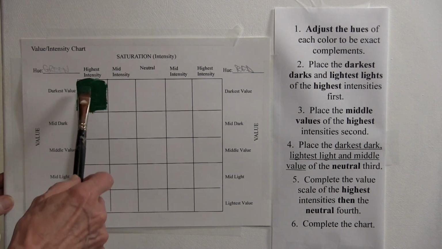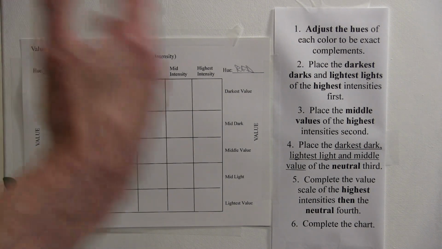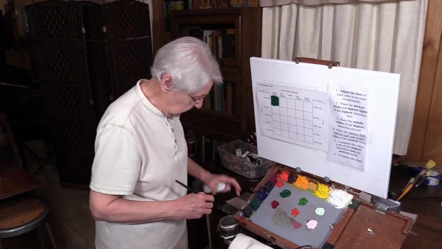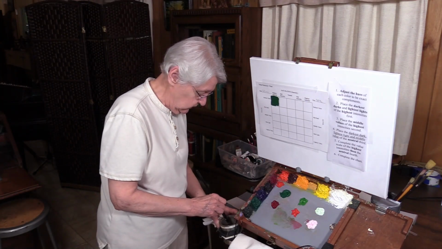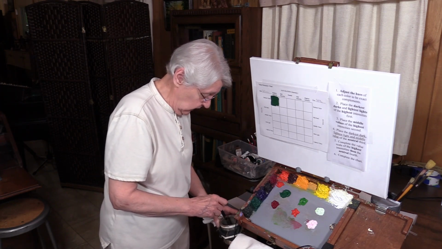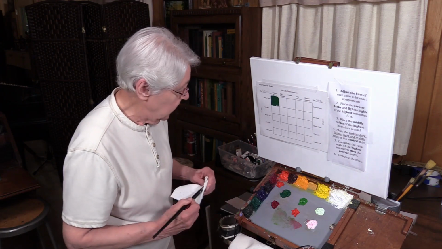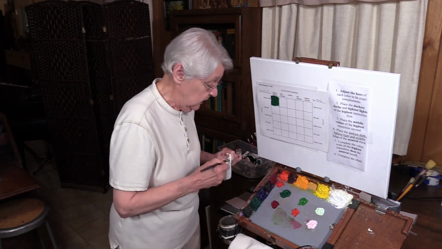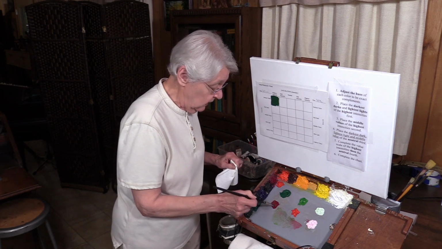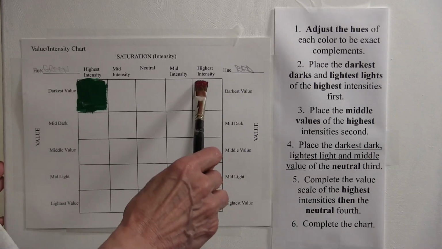Now, you can take that even darker by adding a little bit of alizarin crimson to it, and it will go black. But I'm keeping it here so that you can see that relationship. Then I'll go to the darkest dark of the red and place that on the opposite corner. That's in that dark value range, the highest intensity that we would see in a dark value range. So I'll go in here to my mixture. We'll place that right here.